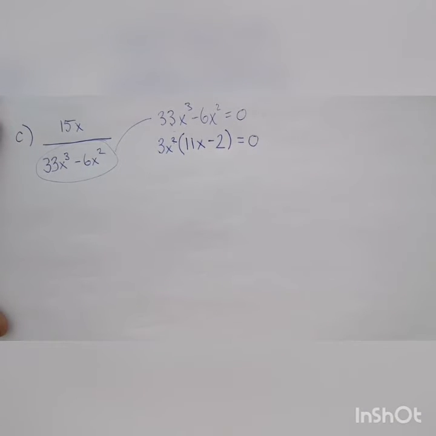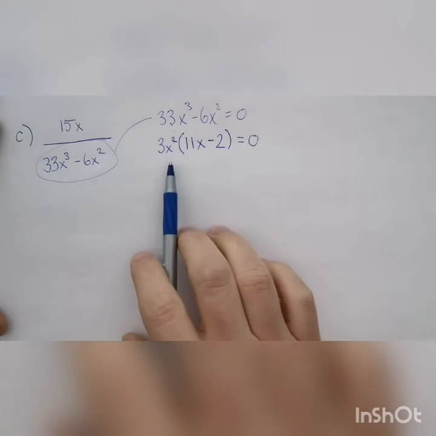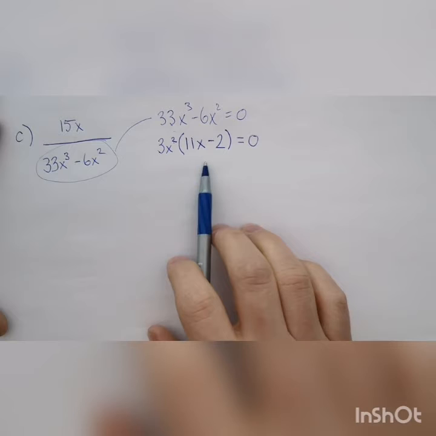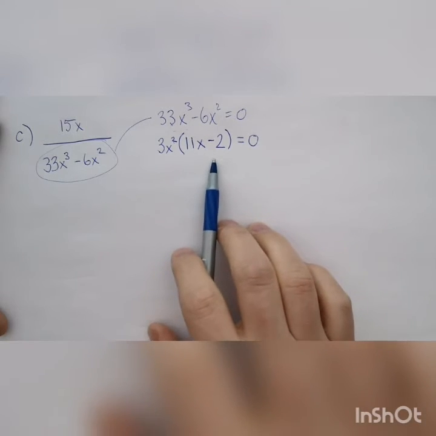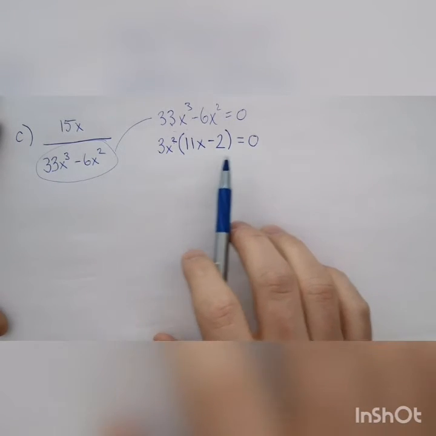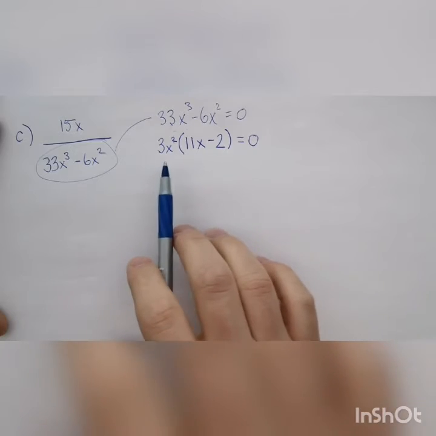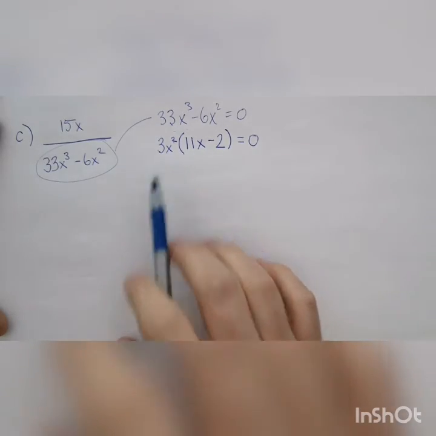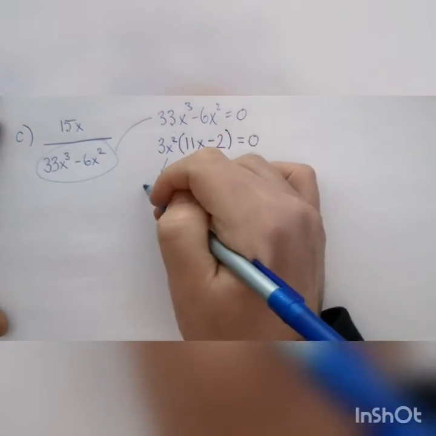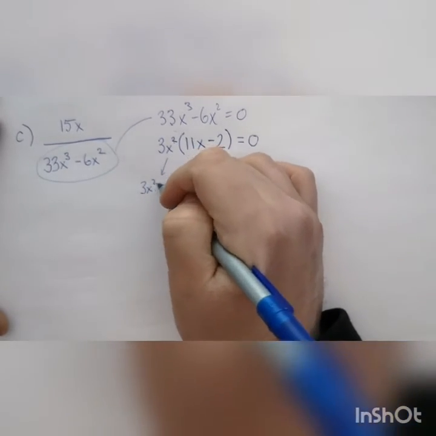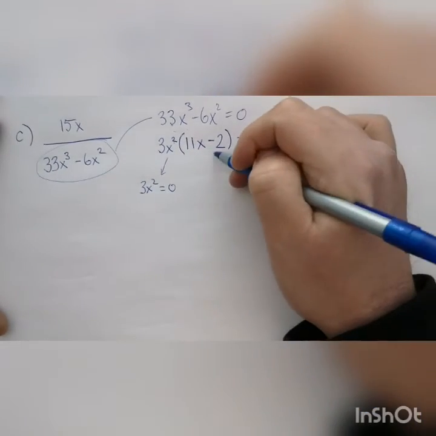Okay, so this is the simplified factored version of the denominator. And again, this is saying 3x squared times 11x minus 2 equals 0. The only way that could equal 0 when you multiply things together is if one of them equals 0. So this is when we get two little equations to solve.